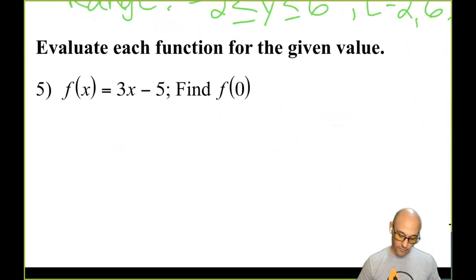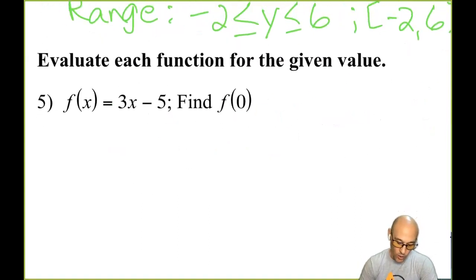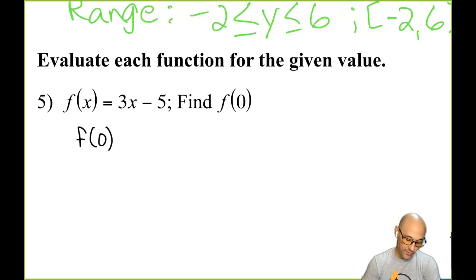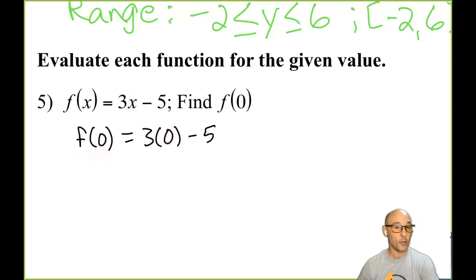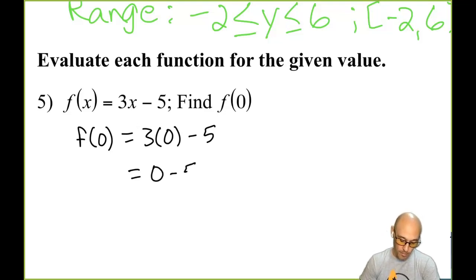Evaluate each function for the given value. So this is read as f of x is equal to 3x minus 5. The input is x. And when we have a 0 here, what it's saying is change the input to 0. So f of 0 is equal to 3 times 0 minus 5. So you can see that this x right here is replaced by 0 because this tells us to make the input 0. Now 3 times 0 is 0 minus 5. 0 minus 5 is negative 5.